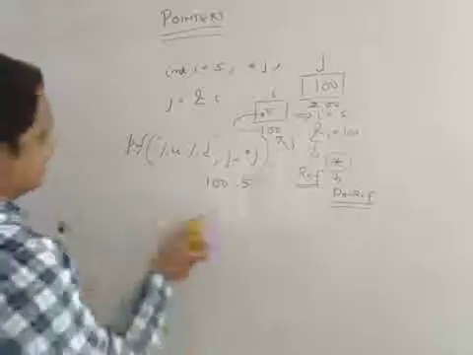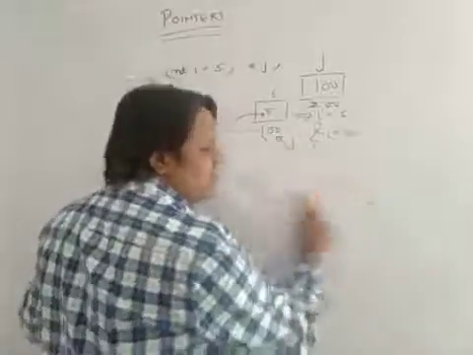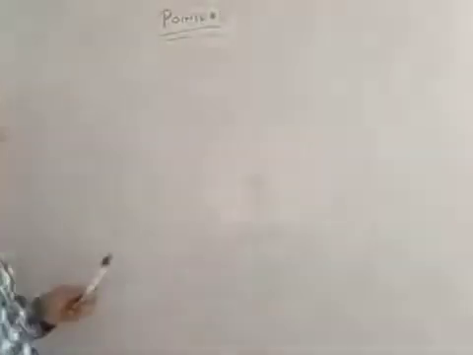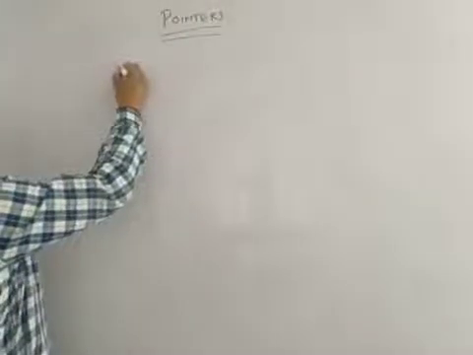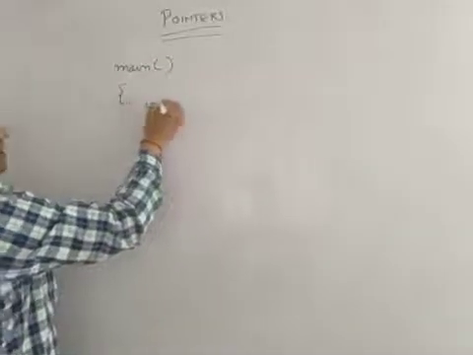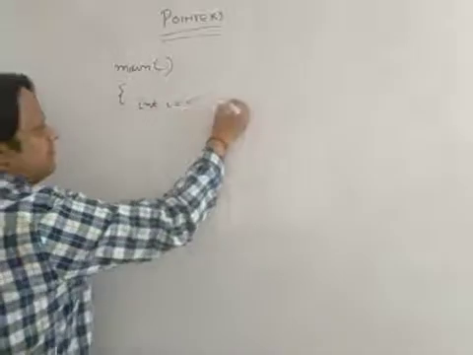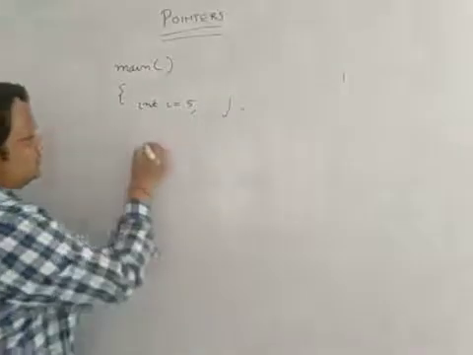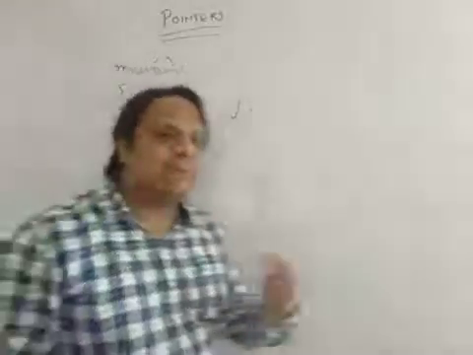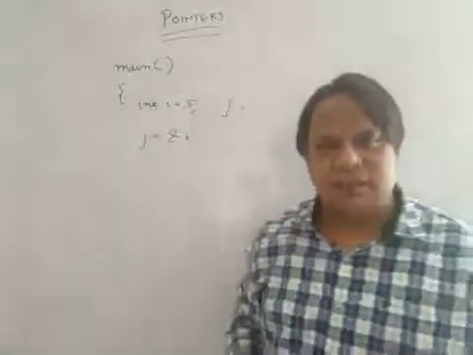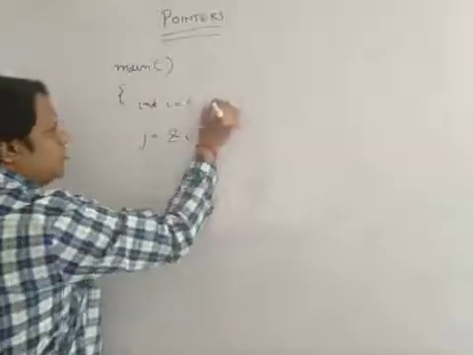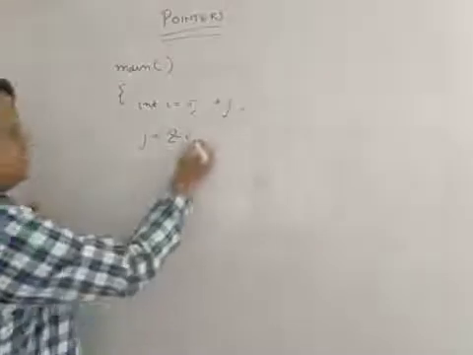Now there is one very important concept which is called the chain of pointers. What do you mean by chain of pointers? Let me take an example. If I am writing main, int i = 5, and I am writing j. Suppose j stores the address of i, then j has to be a pointer, because only a pointer can hold the address of a variable, right? So this j has to be a pointer in order to hold the address of the variable i. So I am writing j = &i.